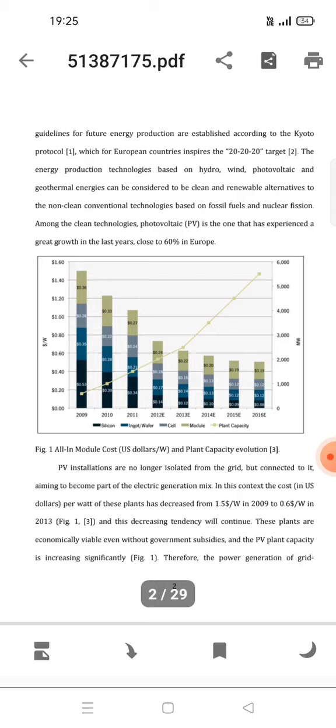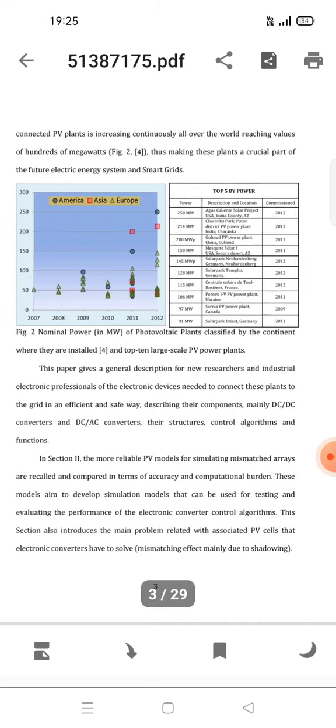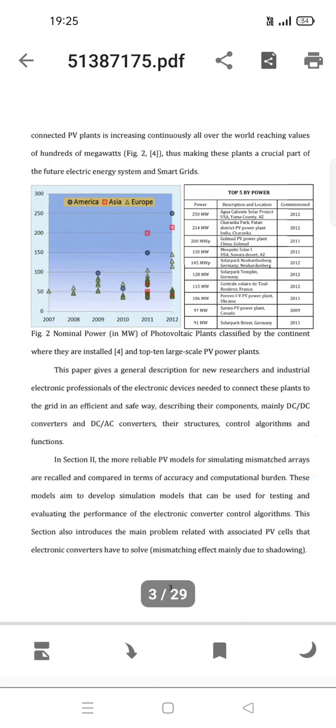Therefore, the power generation of grid-connected PV plants in many countries all over the world has reached a value of 100 megawatts, making these plants part of the future. As in figure 2, the nominal power of photovoltaic plants is classified by content.